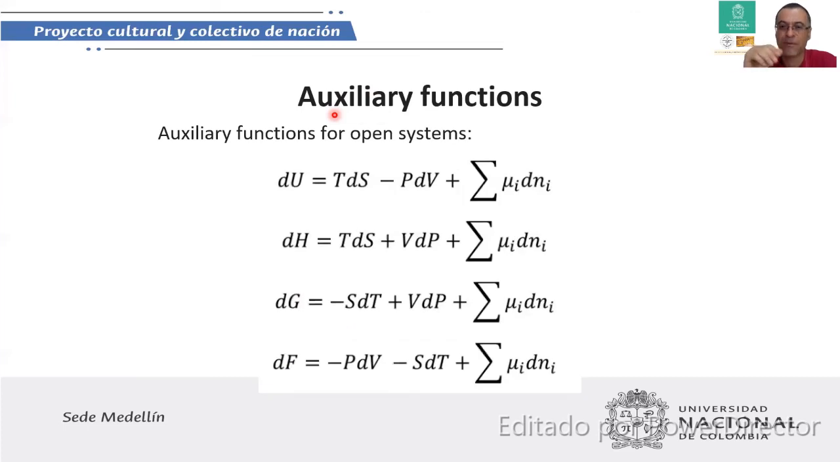If you have open systems, when you have interchange of mass and energy between system and surroundings, it is presented in this sense. Here is the same expression, but we have another definition, the chemical potential of the system multiplied by the composition of the system.